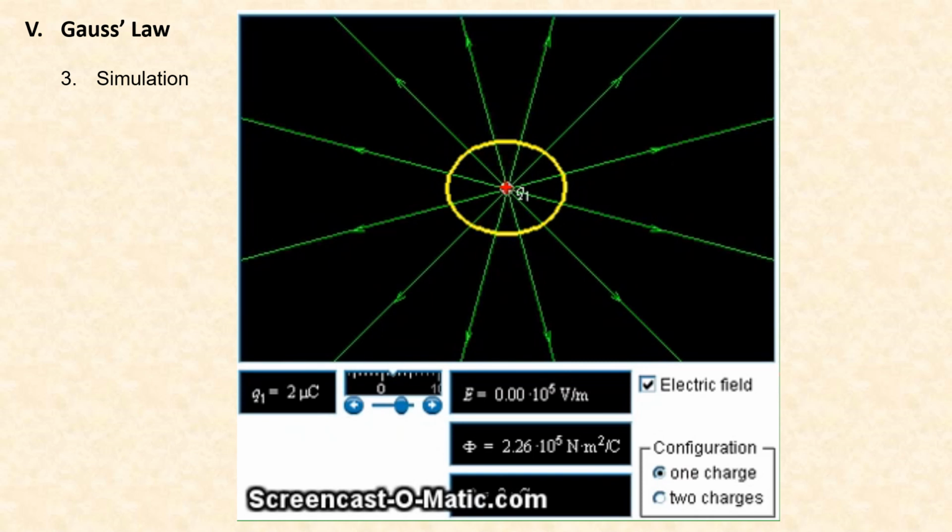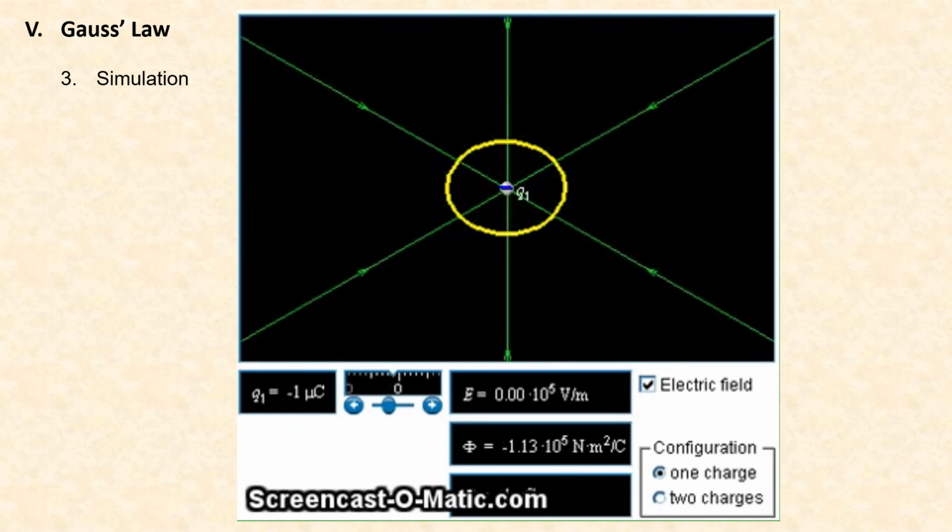Now let's see what happens if we change the sign of the charge enclosed. Notice that when we have a positive charge enclosed, the flux is positive. That is, more field lines leave the surface than enter. If our charge goes to, let's say, negative 1 microcoulombs, notice now that we have more field lines entering the surface than leaving, so our flux is negative.